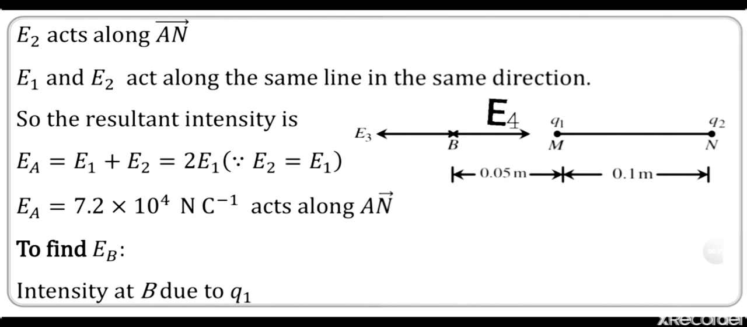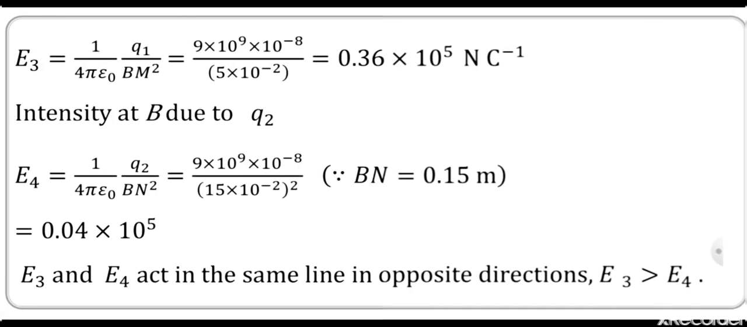In the picture, E4 and E3 are in opposite directions. First we have to find the E3 and then find out the E4, then subtract the two because both are in opposite directions. Now this is the E3, 1 by 4 pi epsilon naught, Q1 by BM square. Because the Q1 is very close to the B, the distance becomes 0.05, that we converted into 5 into 10 power minus 2. We got the value 0.36 into 10 power 5.